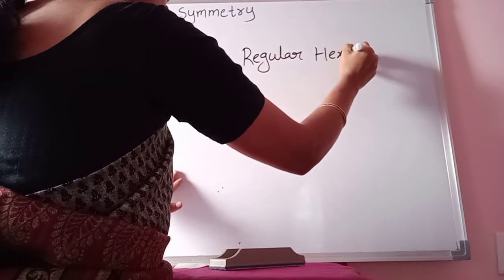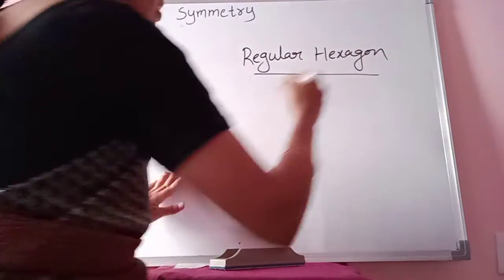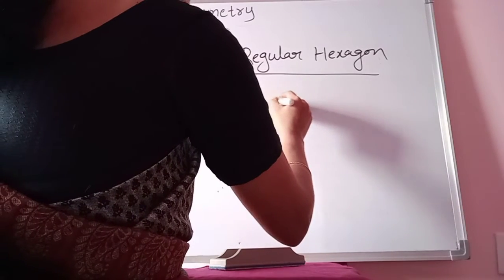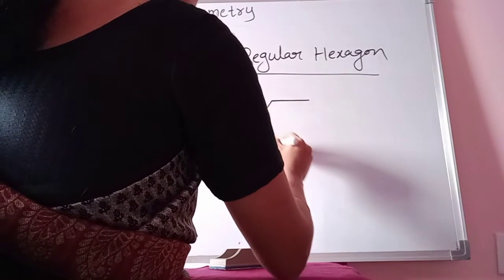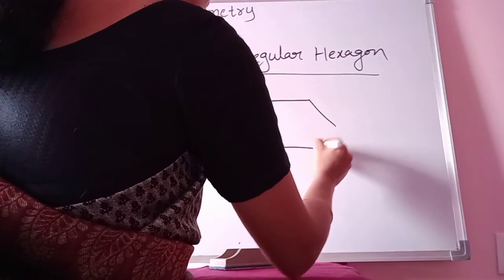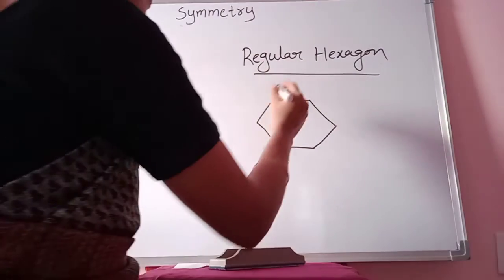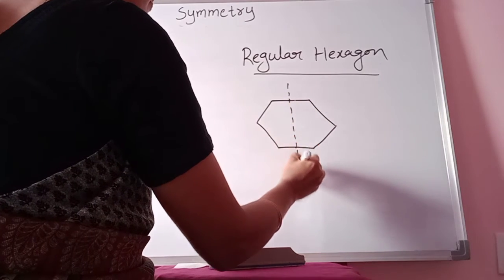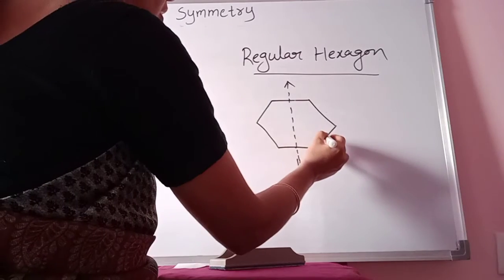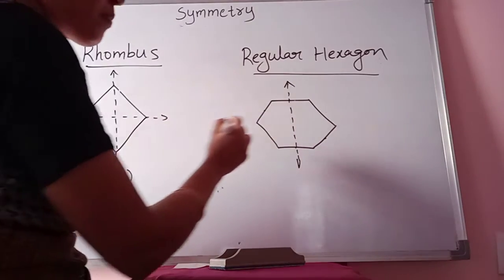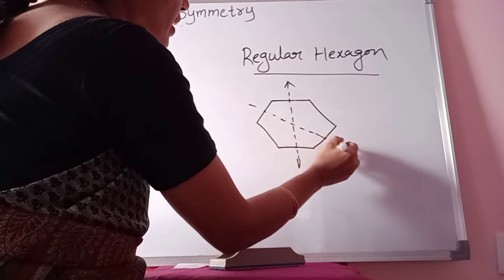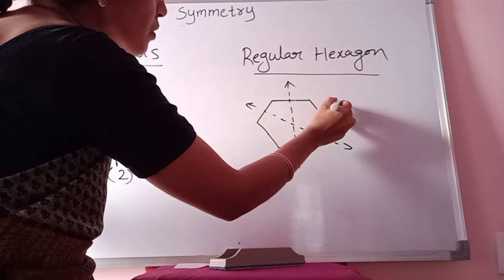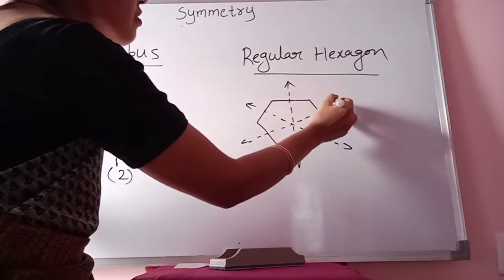Regular hexagon. Regular means all the sides are equal and all angles are equal, we call it a regular shape. This is a regular hexagon. Opposite sides' midpoints I am joining. This is one line of symmetry. Again these two opposite sides' midpoints I am joining. This is the second line of symmetry. And again these two opposite sides' midpoints I am joining. And this is the third line of symmetry.